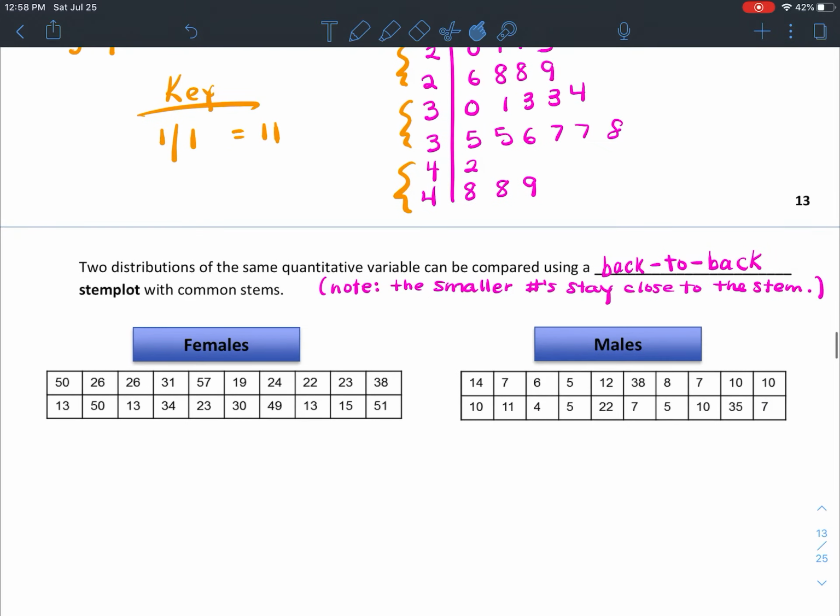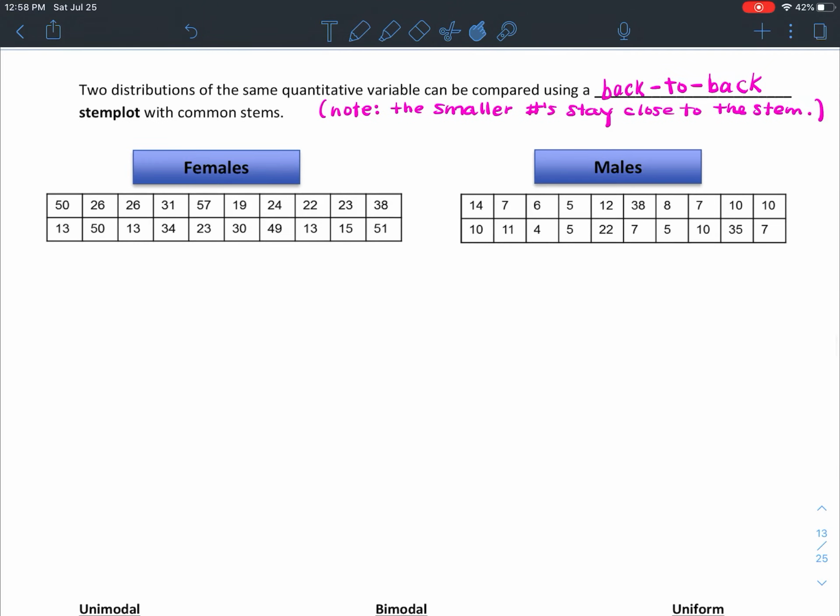Now, sometimes there are 2 distributions for the exact same quantitative variable that you want to compare, and you can do this with what's called a back-to-back stem plot. So we're just going to assume that, since these are the same values as before, the males were then asked in this AP Stats class how many pairs of shoes they owned. You can see for the most part these are smaller numbers, so that makes logical sense that they might not have as many shoes as the girls would have.